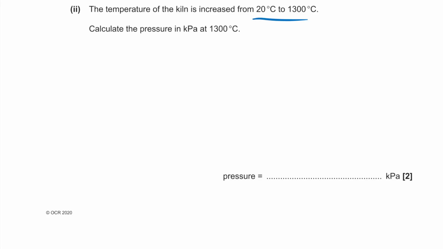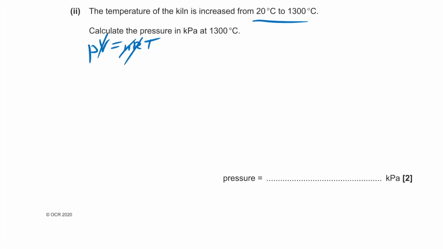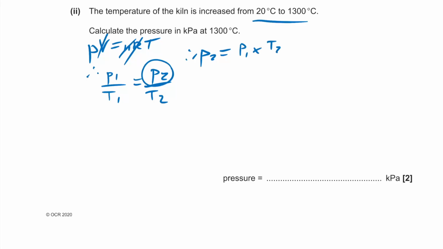The temperature of the kiln is increased to, whoa, 1300 degrees. Yowzers. Calculate the pressure at 1300 degrees Celsius. Okay, so we first of all need to figure out what's staying constant in our equation. n is staying constant, R is staying constant, and also V is staying constant. So therefore we can say that P1 over T1 equals P2 over T2. We're looking for this. So the pressure afterwards is going to be equal to pressure before times the ratio of the temperatures.